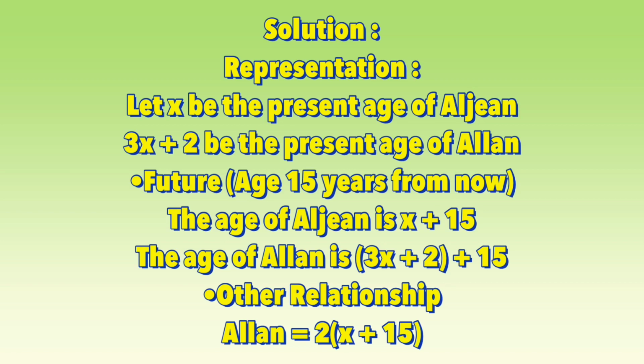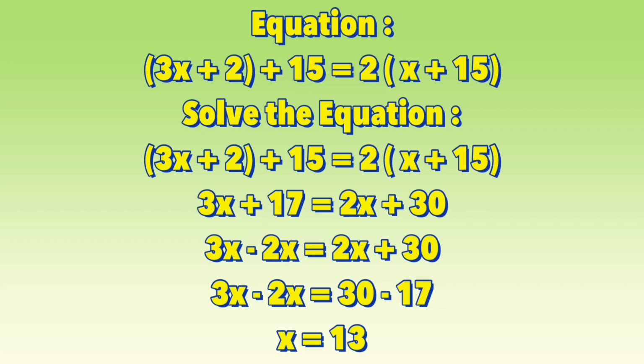And we have another relationship stated in the problem. Alan is 2 more than 3 times older than his daughter. So in this equation, at the left side, our equation is 3x plus 2 plus 15 equals 2x plus 15. This 2x plus 15 came from the other relationship. So the left side is the age of Alan, and the right side is the age of Algin.